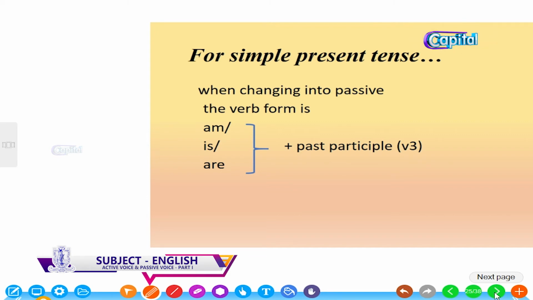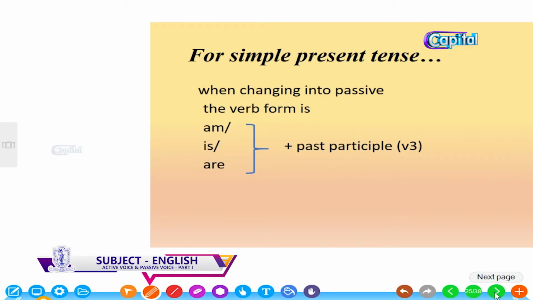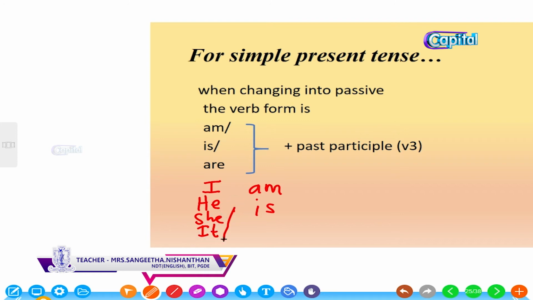In today's lesson we are going to go through only the present tense: simple present, present continuous and the present perfect. First, for simple present tense, how the active voice is changed into passive voice. When changing into passive, the verb form is am, is or are. Am is used when the subject is I. Is is used for he, she, it or any singular form.